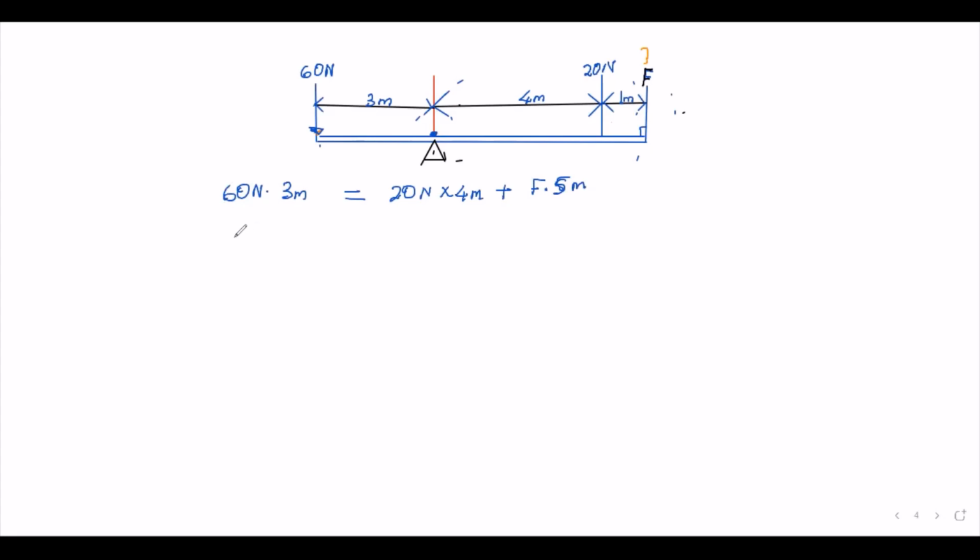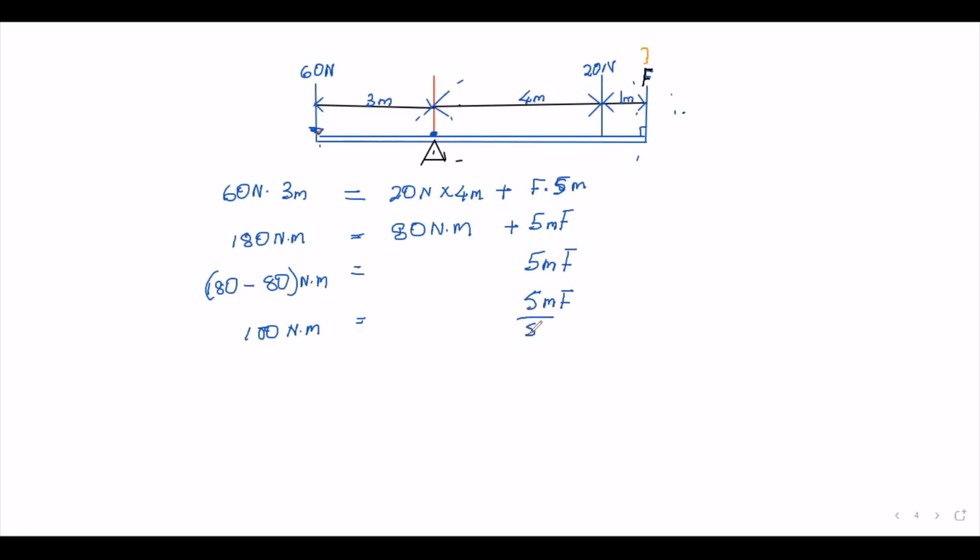Now 60 times 3 is 180 Newton meter, which is equal to 4 times 20 is 80 Newton meter, plus 5 meters F. Transposing this, we have 180 minus 80, all this is Newton meter, will equal to 5 meters at the F. This gives us a difference of 100 Newton meters, is equal to 5 meters F.